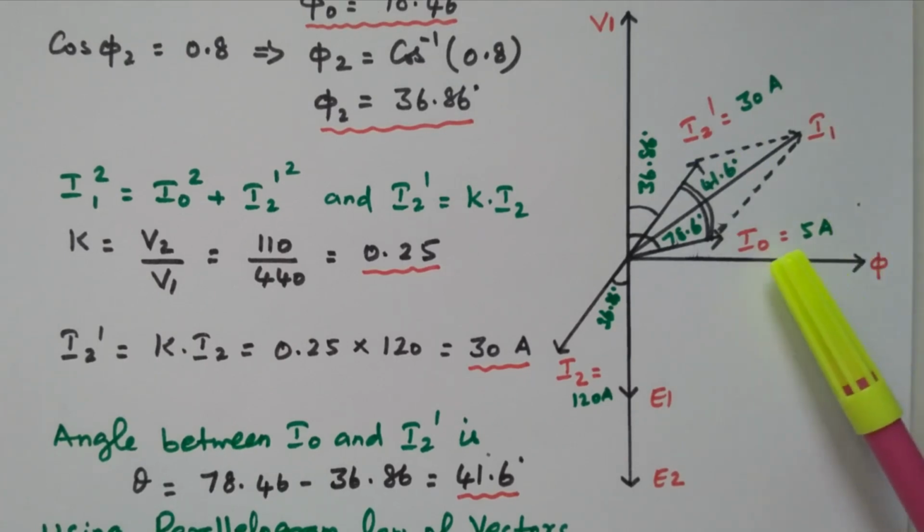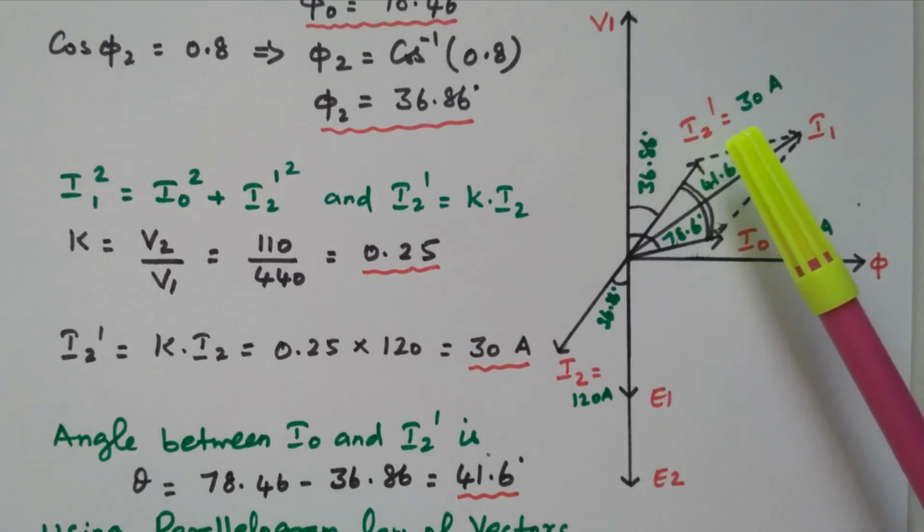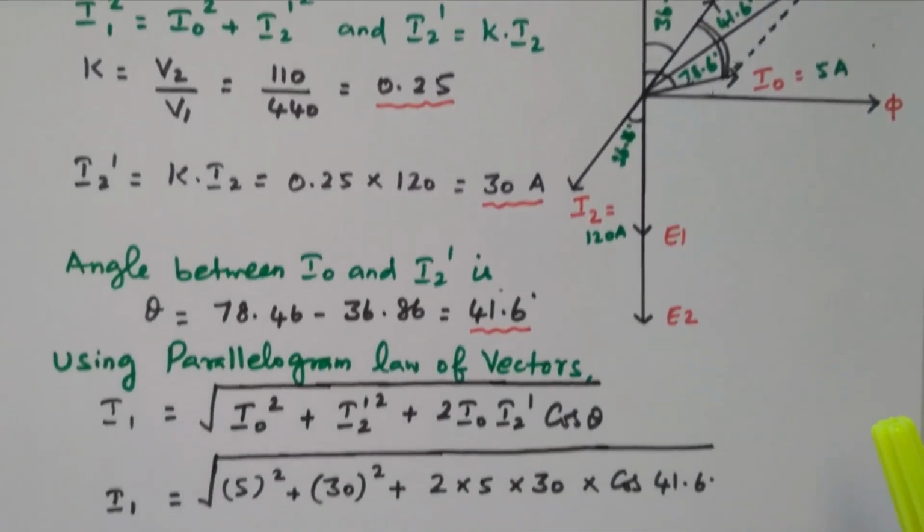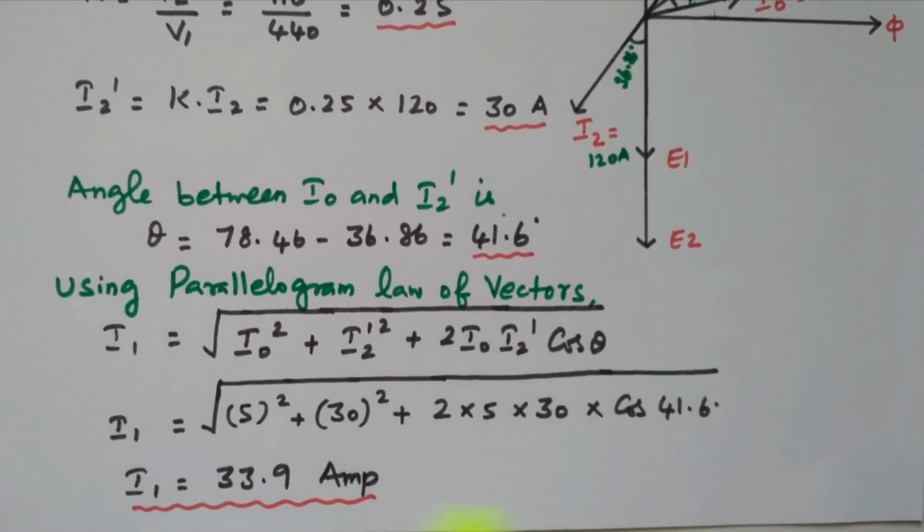I1 is nothing but the vector sum of I0 and I2 dash. What is I0? I0 is the current flowing through the primary under no load condition. I2 dash is under the loaded condition. So the vector sum of these two is the total current I1. Then how will you find the I1 value? Using the parallelogram law of vectors. I1 equals square root of I0 square plus I2 dash square plus 2 into I0 into I2 dash into cos theta. This is the formula using the parallelogram of vectors. The I0 value is available, the I2 dash value we calculated, and theta, the angle between I0 and I2 dash, is also calculated.